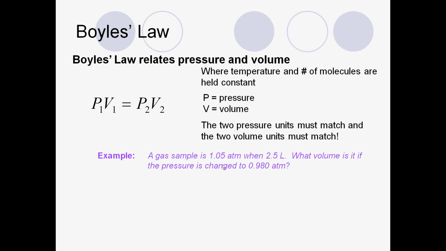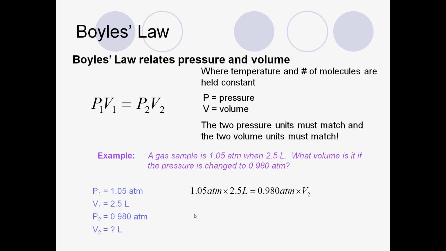So here we have a gas sample at 1.05 atm when we have 2.5 liters. So we're going to find the volume if the pressure is changed to 0.980 atmospheres. So again, let's write down our first conditions, pressure and volume, and our second condition here of pressure. We're going to be solving for volume. So again, you can see right away what plugs in where by writing these down first.